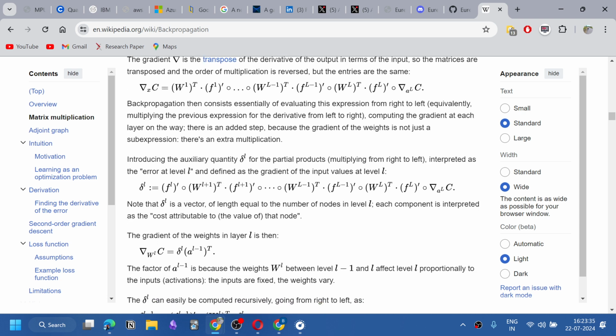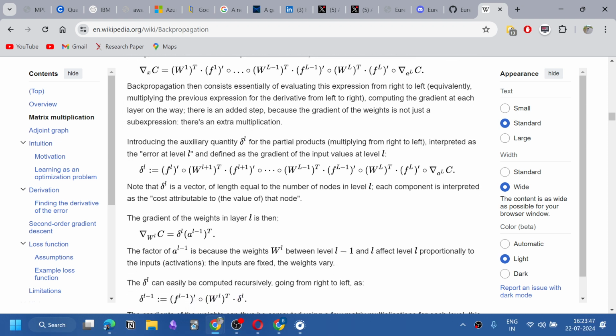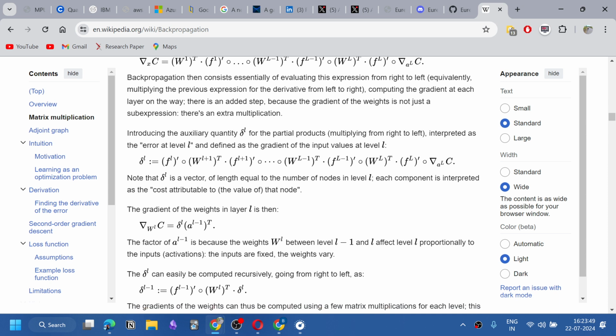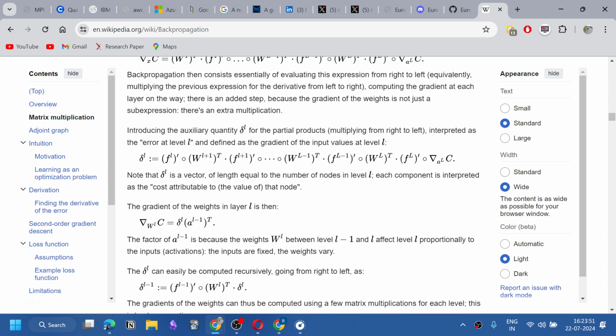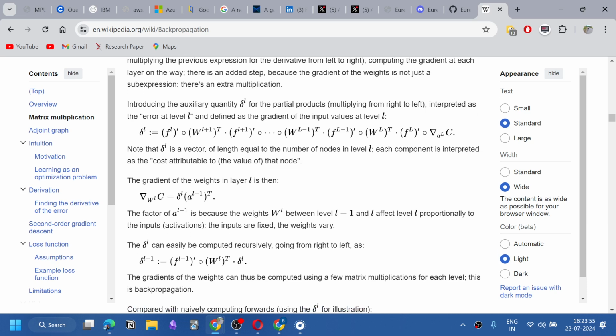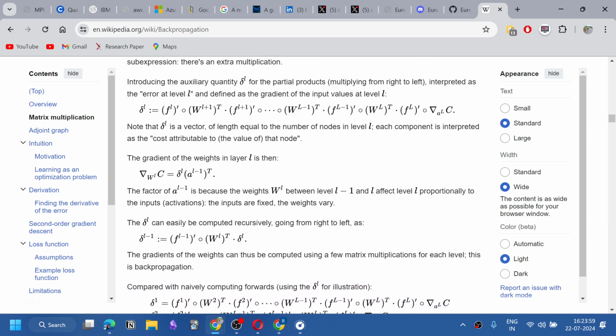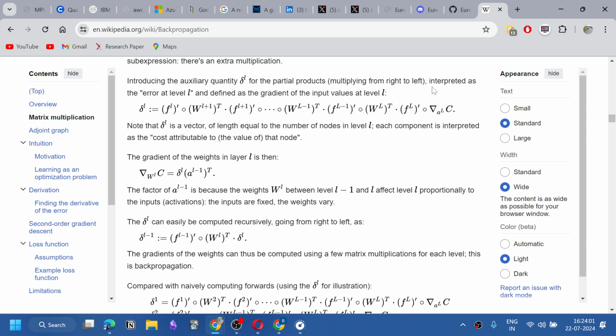So in backpropagation, we start by evaluating this expression from right to left, rather than multiplying the previous expression for the derivative from left to right. For the gradient at each layer, there is an additional step, because the gradient of the weight is not just the sub-expression; an extra multiplication is introduced. Multiplying from right to left, this is treated as the error at level l.